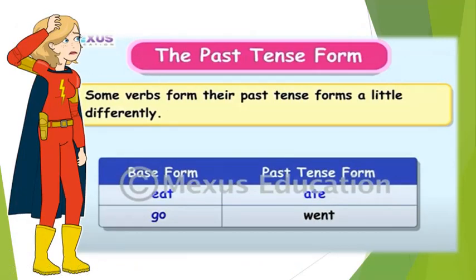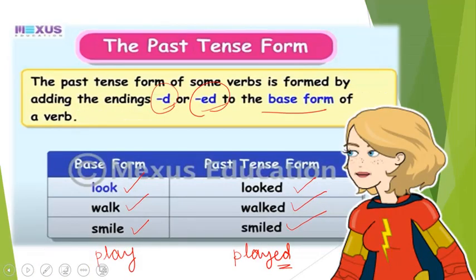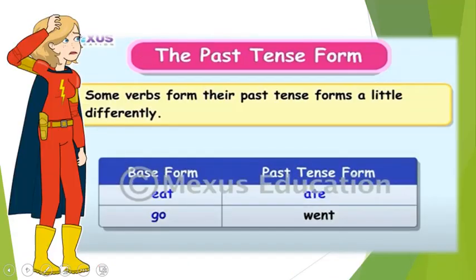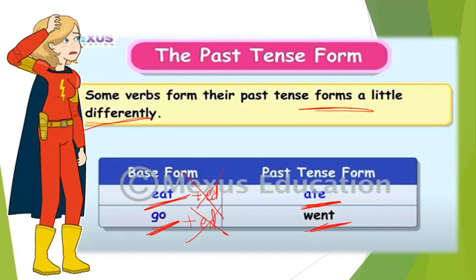Some verbs form their past tense a little differently. So till now I have told you that we add ed and we get the past tense. So this is the simple way. These are the simple verbs. Some verbs, they don't follow this rule. They form their past tense differently. They follow their own rule. For example, eat, ate, go, went. No ed has been added. You cannot add ed in eat and make it eated. No, it is wrong. You cannot add ed in go and make it goed. This is not a word. They make their past tense by entirely changing the words. Eat, ate, go, went, like this.